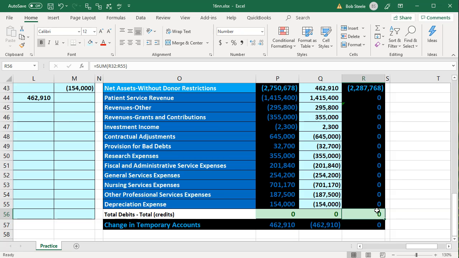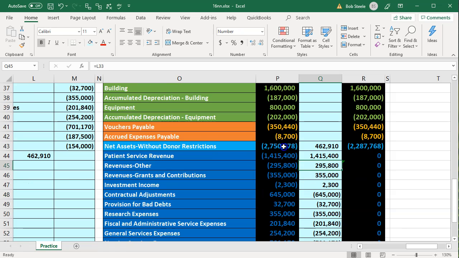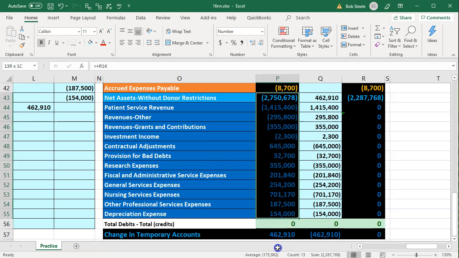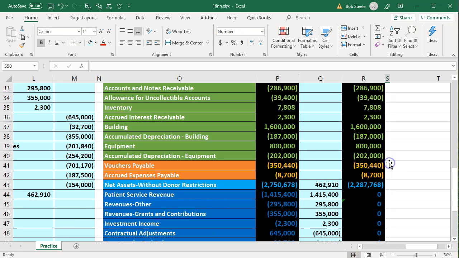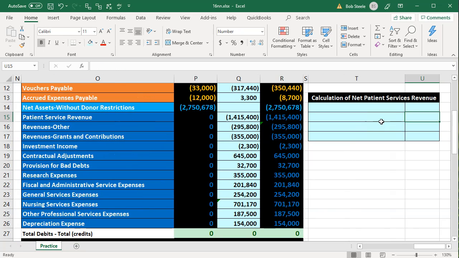our post-closing trial balance. The post-closing trial balance having assets minus liabilities, which would then equal that equity, which is called here the net assets of $2,287,768. That also equals, if we were to add up all the blue accounts on this side, the $2,287,768.